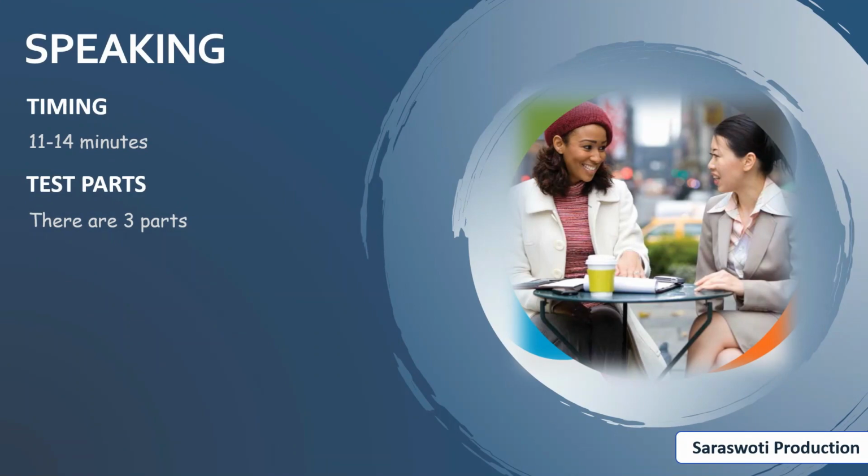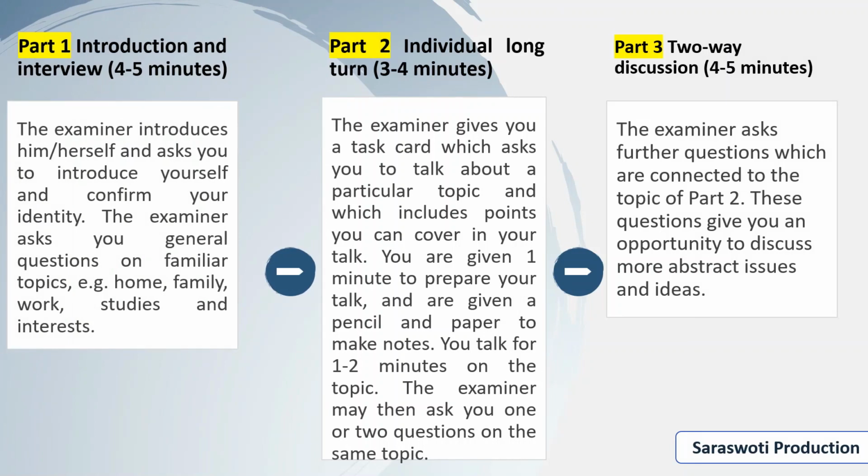Test parts. There are 3 parts. Part 1. Introduction and interview, 4 to 5 minutes. The examiner introduces him or herself and asks you to introduce yourself and confirm your identity. The examiner asks you general questions on familiar topics, for example home, family, work, studies and interests.